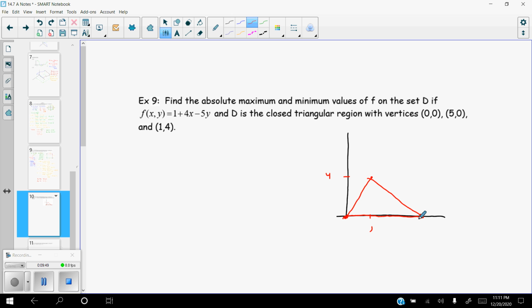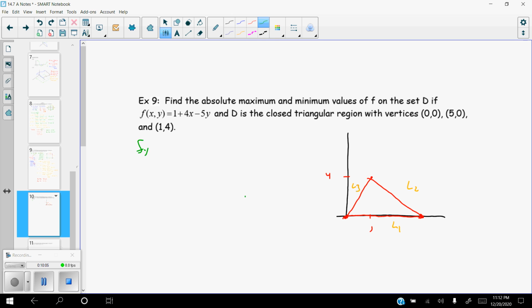So that one's definitely going to be interesting. So I'm going to label that one L1, L2, and L3. L2 and L3, we're going to have to do a little bit of work on to find. But let's start off with the other stuff.